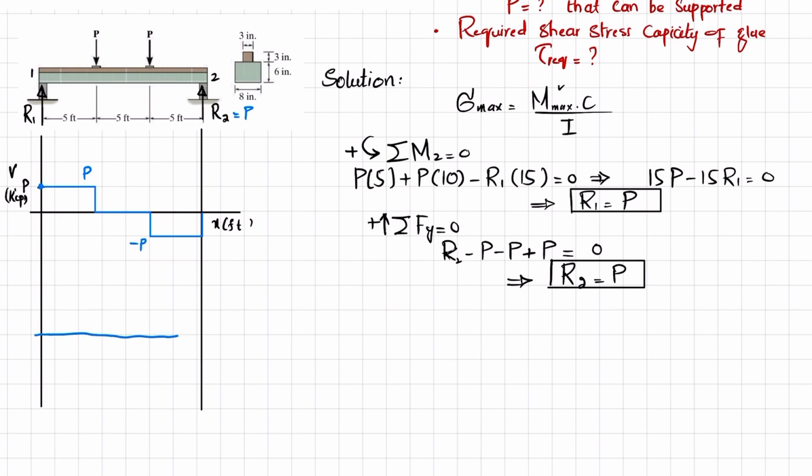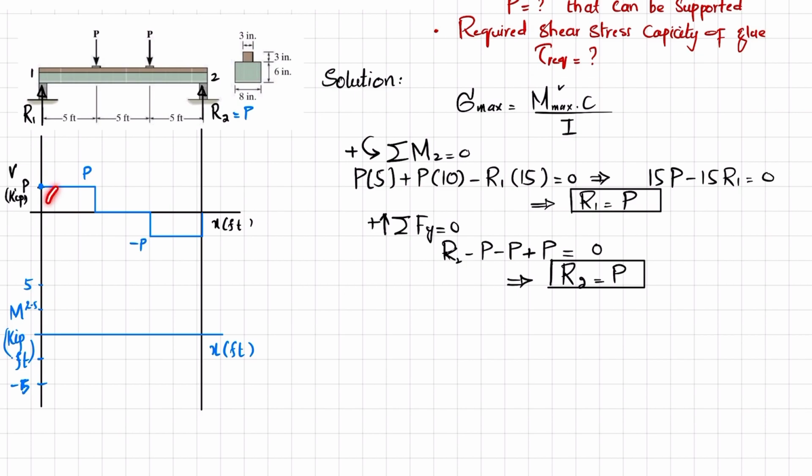Now we'll draw the bending moment diagram. Again x will be in feet. You have moment, and the unit will be kips times feet. Let one division be equal to 2.5 kip-feet, so 2 divisions will be 5. Similarly, this will be minus 2 and this is minus 5 kip-feet.